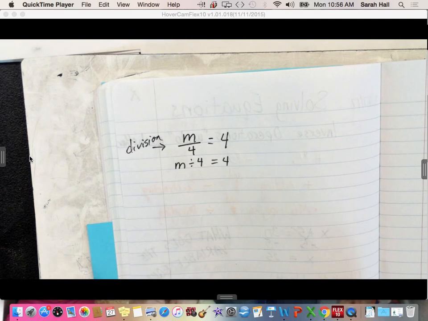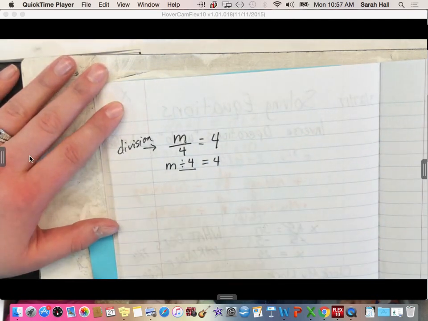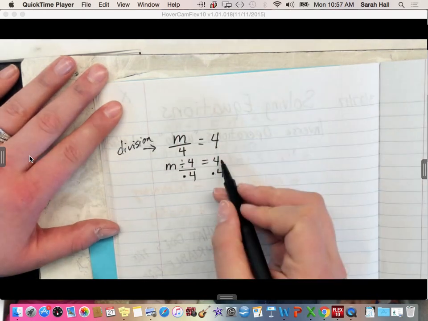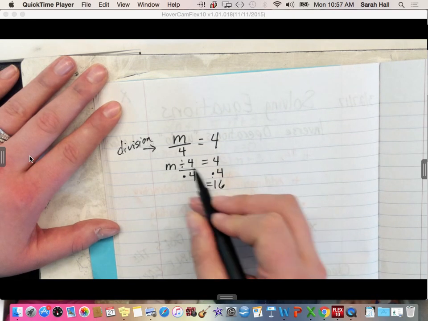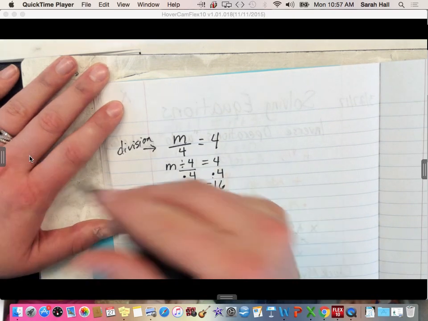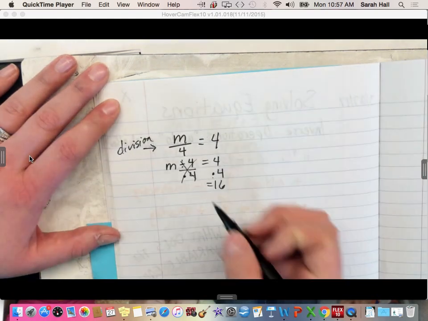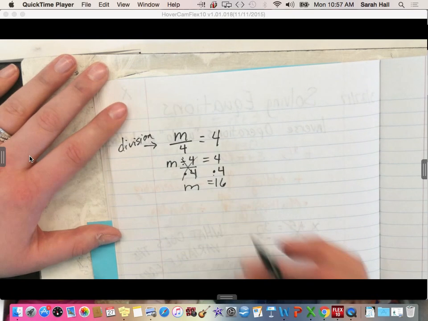What is the opposite, the inverse operation of division? Mustafa? It is multiplication. So if they divided by 4, I need to undo it by multiplying by 4. And I have to do it on both sides. So if I do 4 times 4, what does that give me? 16 equals, and if I divided by 4 and I multiplied by 4, it cancels itself out because they're inverse operations. So this goes away completely, and I'm left with m. So m equals 16.